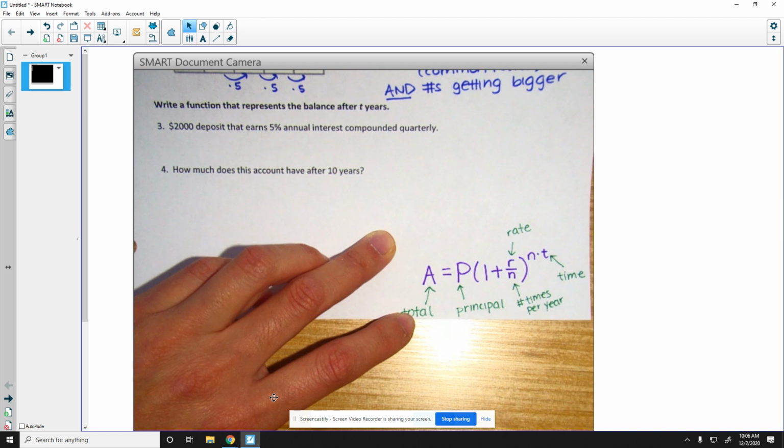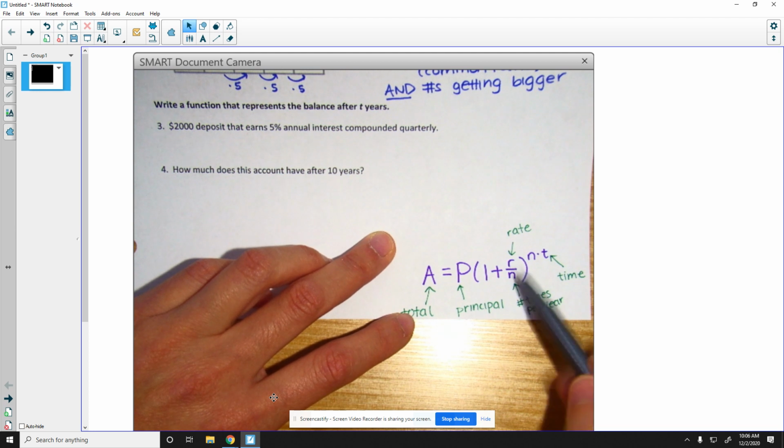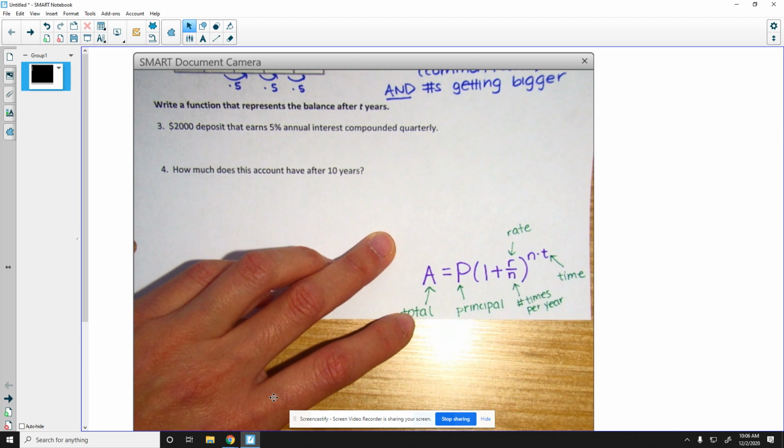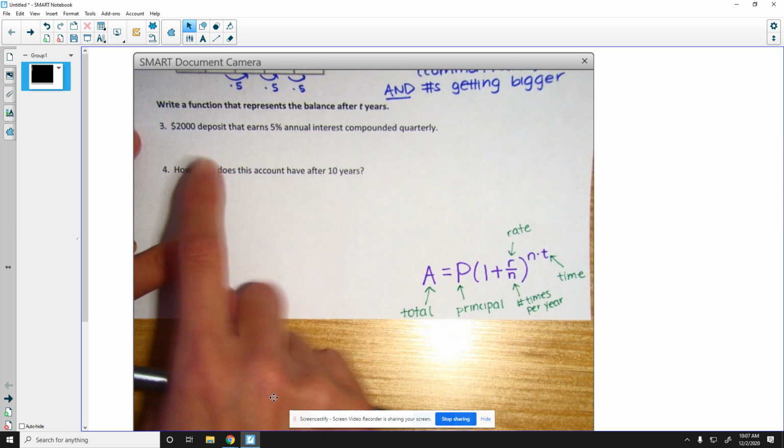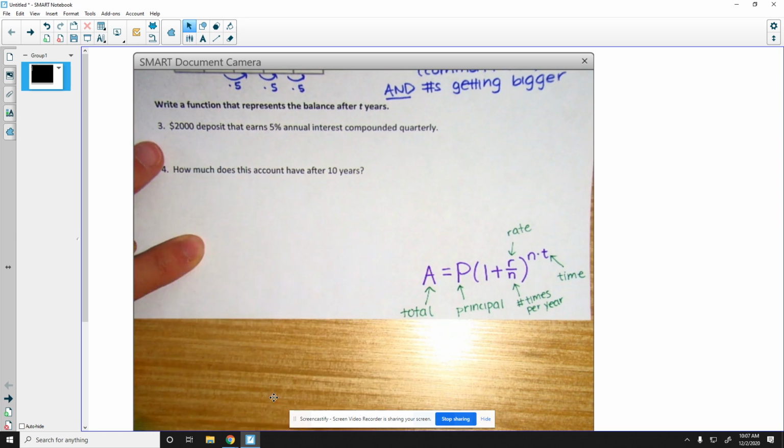If I were to say annually, that's 1 time a year. Biannually, bi means 2, right? That's 2 times a year. Quarterly, that's how many times a year? 4. Monthly, that's how many times a year? 12. Good. Daily, 365, right? So you have to remember. But everyone always forgets the N part. Like on a test, they're all like, what's N? And I'm like, it's the number of times per year. So it just says write the function. We're not solving anything. We're just writing the equation.